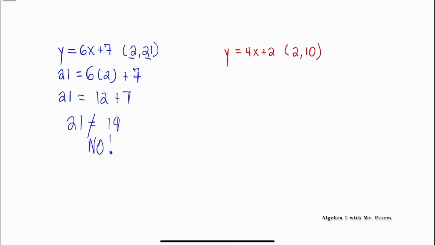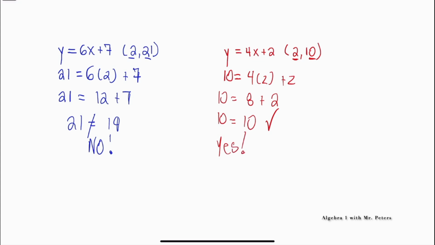In our second example, when they give us y is equal to 4x plus 2 and the ordered pair (2, 10), we do the same thing. So 10 is equal to 4 times 2 plus 2. So when we simplify, we're saying 10 is equal to 8 plus 2, which is a correct statement. So yes, the ordered pair (2, 10) is a solution to this equation, and that point does fall on the line y is equal to 4x plus 2.